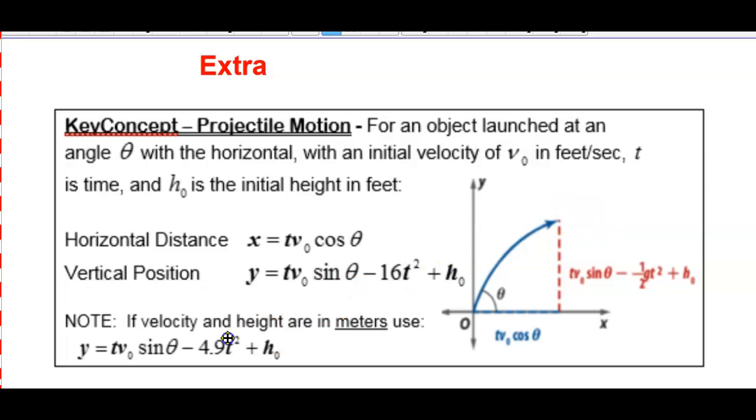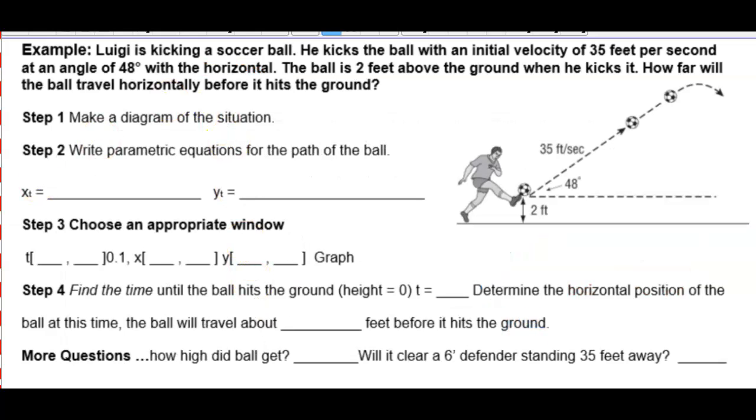This is just another slide. It does show down here that if you happen to be using meters, you'd have negative 4.9 instead of negative 16, but we're going to do all feet, I think. All right, so here's the fun. Luigi's kicking a soccer ball. He kicks the ball with an initial velocity of 35 feet per second. So v sub 0 is 35.